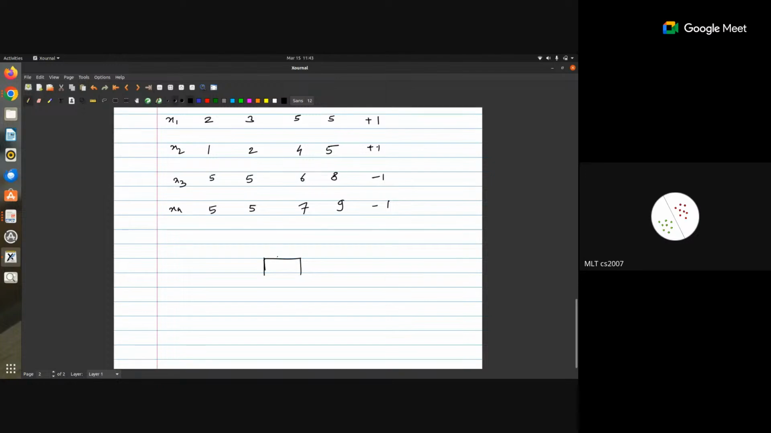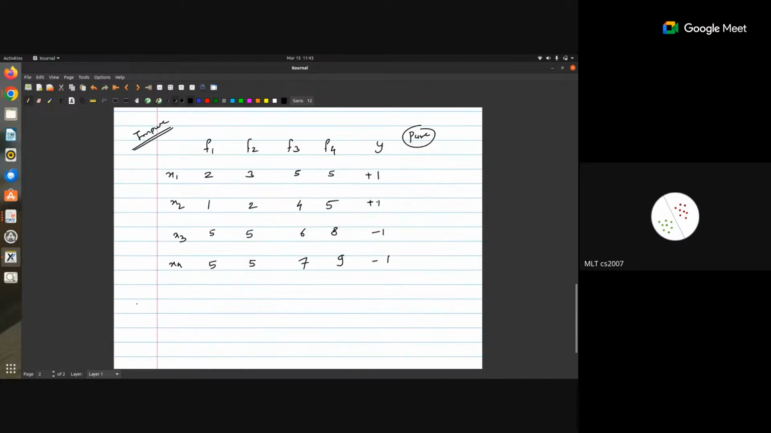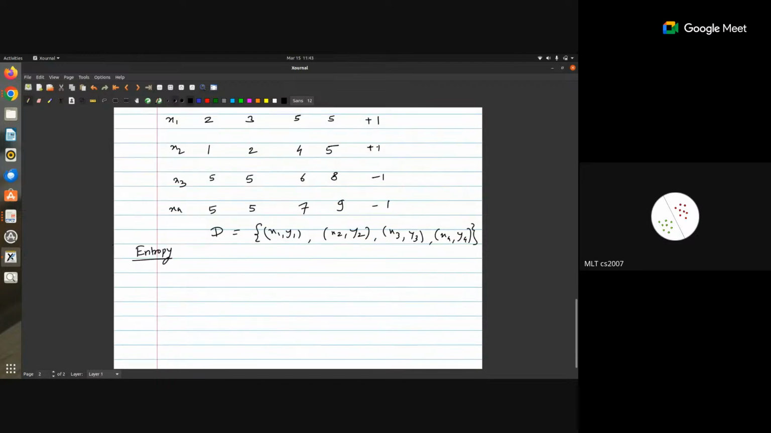Okay. So how do we measure this impurity? One way is entropy, the entropy of this data set. If I say this data set is like this: x1 y1, x2 y2, x3 y3, and x4 y4, right? This is the data set which is given to me.